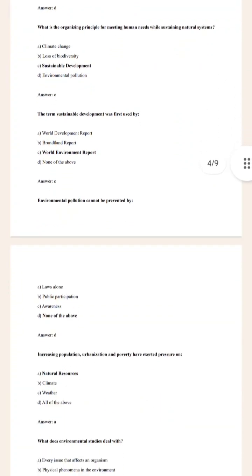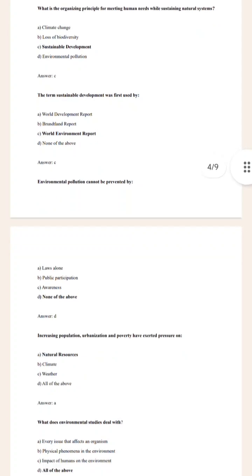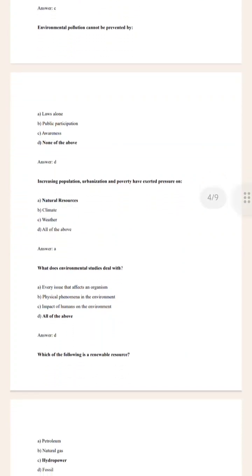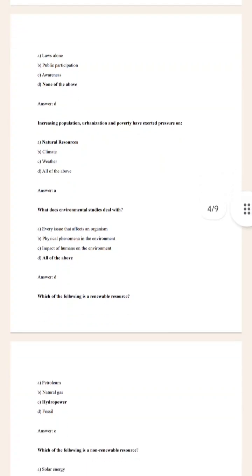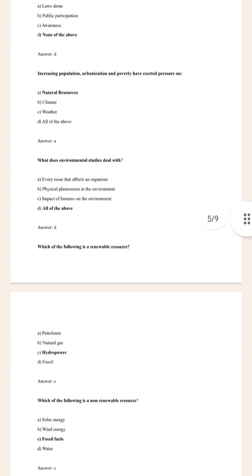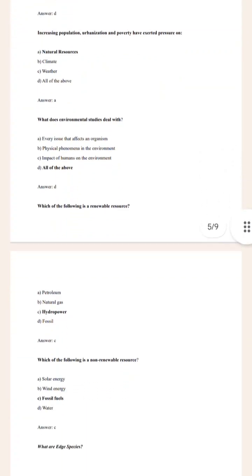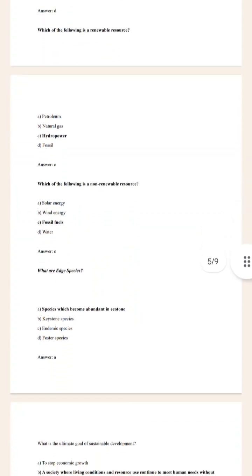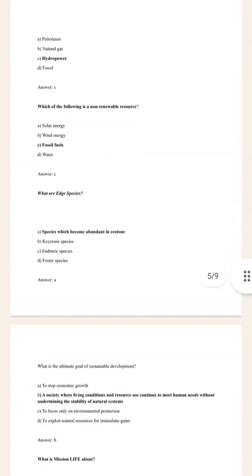Environmental pollution cannot be prevented by none of the above. Increasing population, urbanization, poverty have exerted pressures on natural resources. What does an environmental studies deal with? All of the above. Which of the following is a renewable resource? Hydropower. Which of the following is a non-renewable resource? Fossil fuels. What are edge species? Species which become abundant in ecotone.